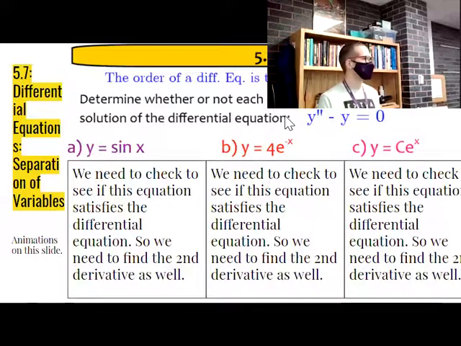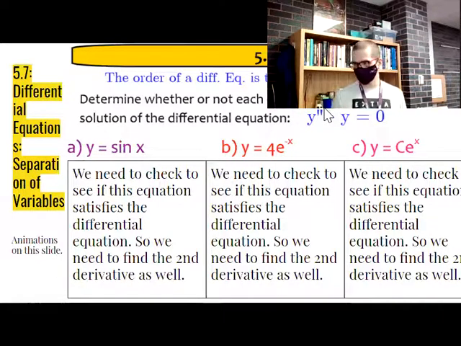Determine whether or not each of these given functions is a solution of the differential equation. Now, this differential equation right here is a second order differential equation because there's a second derivative right there, y double prime. Now, if it's a solution, I should be able to plug the function in and its derivatives, and it should satisfy the equation. Now instead of just plugging in a value, we're plugging in a whole function to see what happens. So we're going to check each of these together.